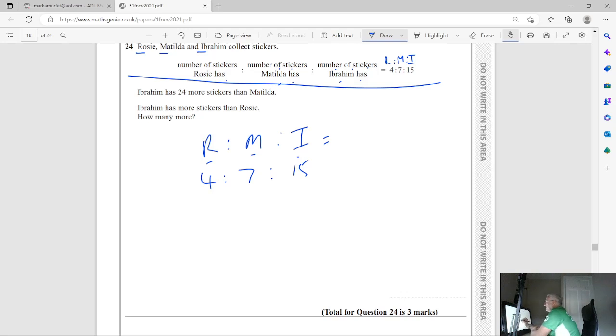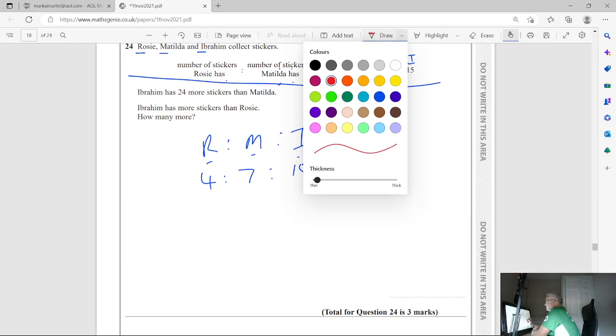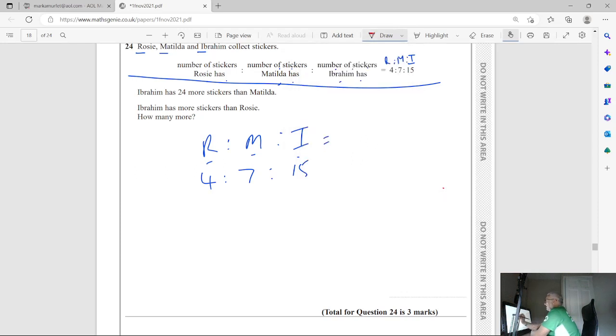Next, Ibrahim has 24 more stickers than Matilda. So whatever Matilda has, Ibrahim has 24 more. So here's Matilda's. Whatever Matilda has, he's got 24 more than. Ibrahim has more stickers than Rosie. How many more?